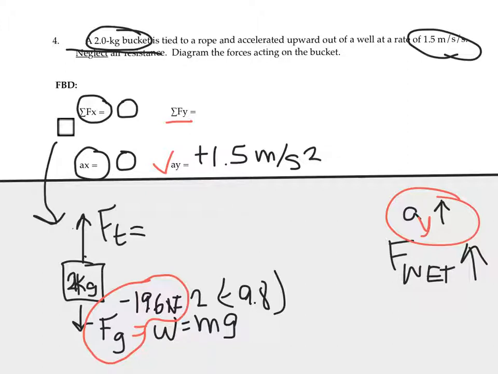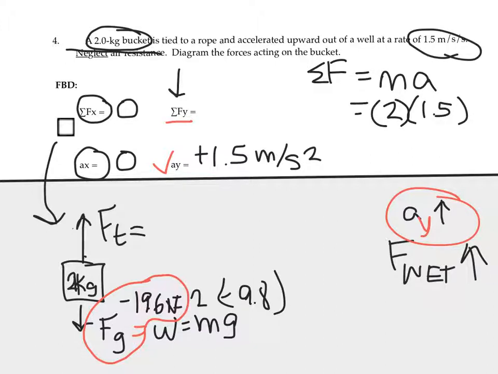I can figure out my overall net force by Newton's second law, which says net force is equal to mass times acceleration. I know my mass is 2 kilograms, and I know my acceleration is 1.5. Multiplying 2 times 1.5, I get a net force of about 3 newtons. So I can put that in my answer right here. I have 3 newtons.